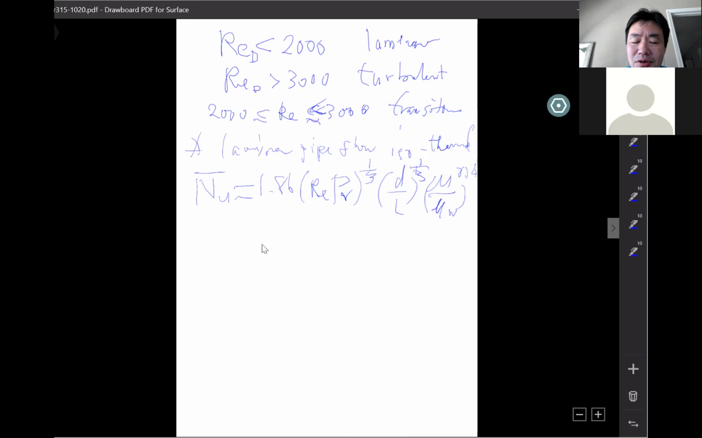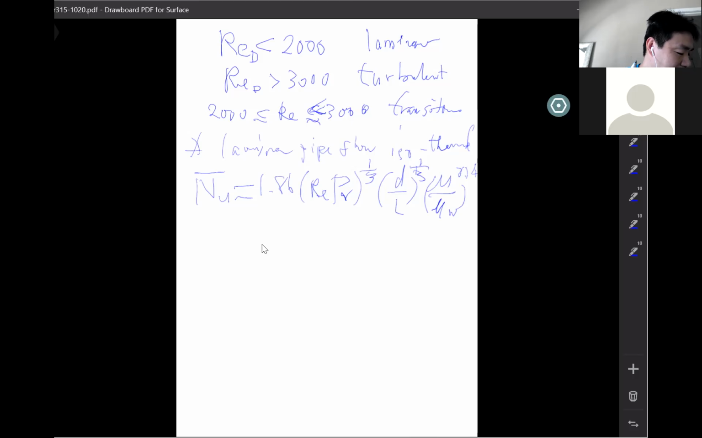So most of the time, this ratio is close to 1. If the temperature difference is not that great, it's close to 1. But if there's a significant temperature difference, this equation can account for that. Dr. Zhang, what is the exponent on that mu ratio? It's 0.14.